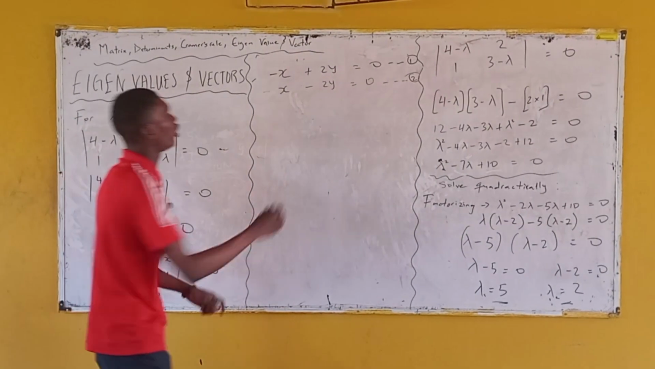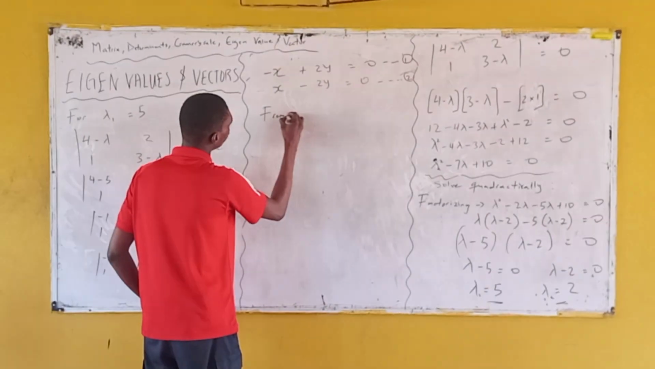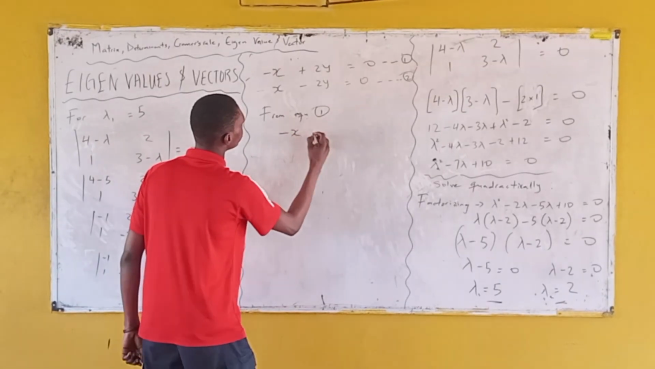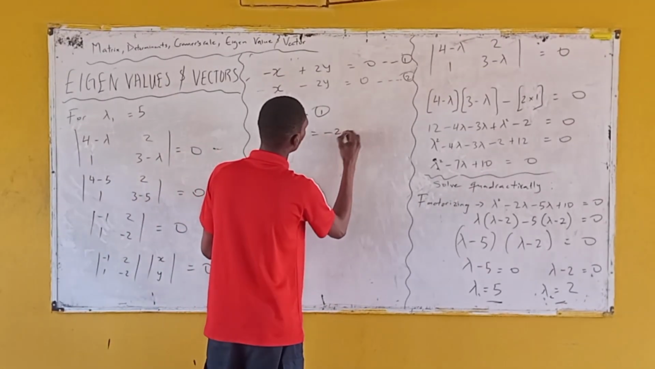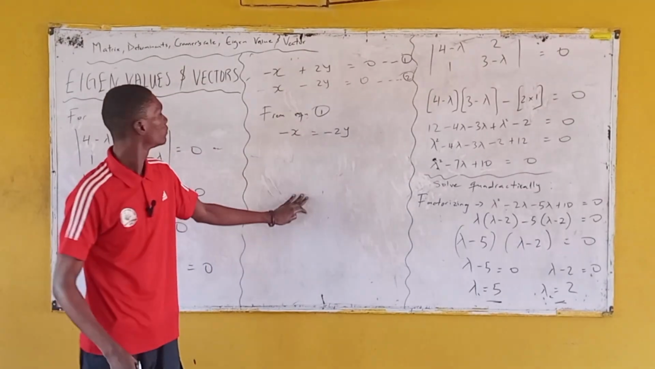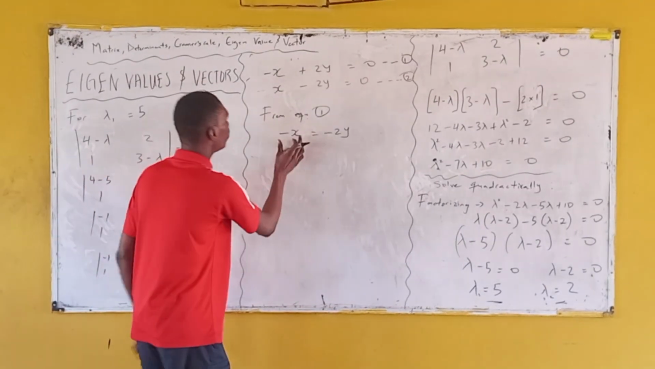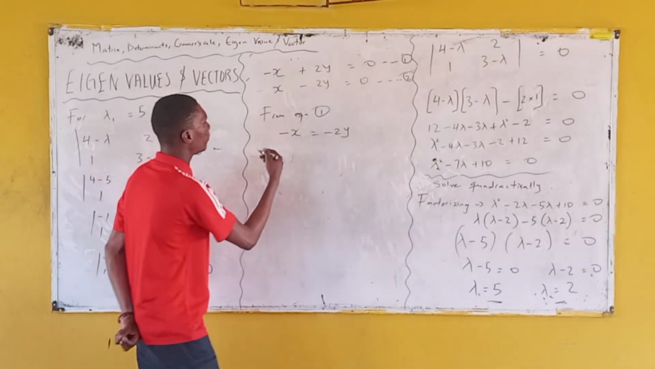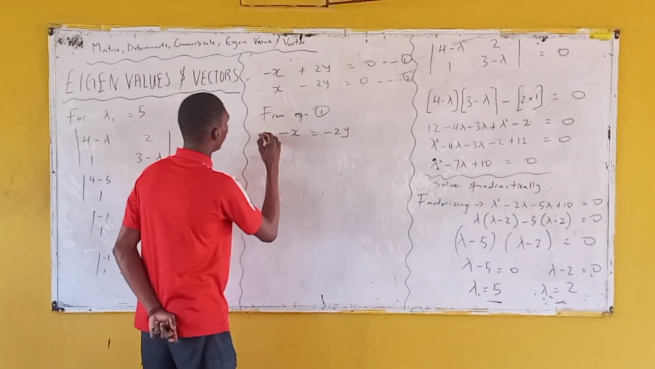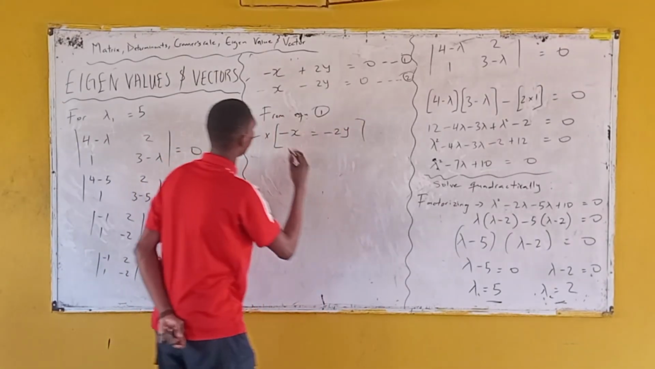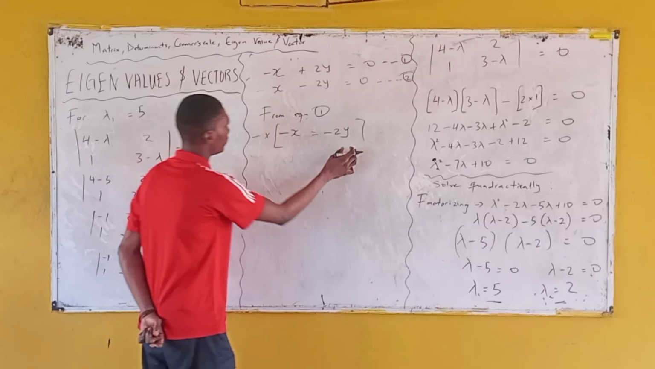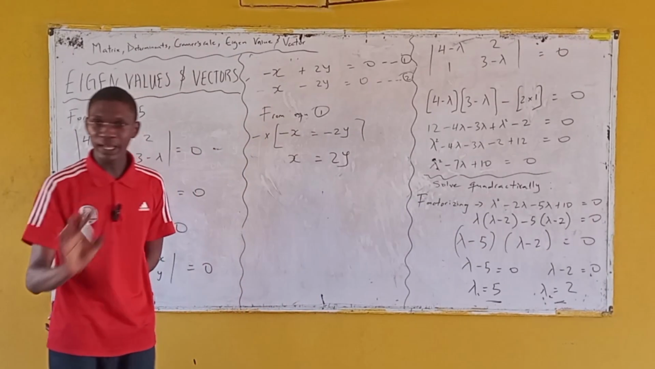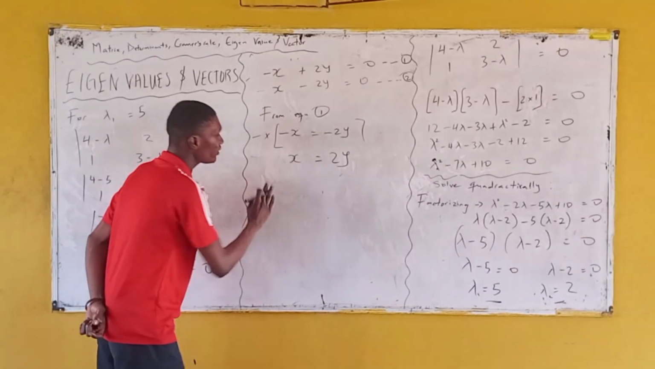So from equation 1, minus x is equal to minus 2y. Am I right? So we know we cannot leave it as minus at the front. Minus x is equal to minus 2y, so you can multiply both sides by minus. That will be x equal to 2y. Look at this.